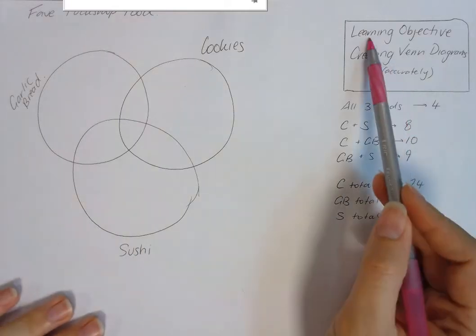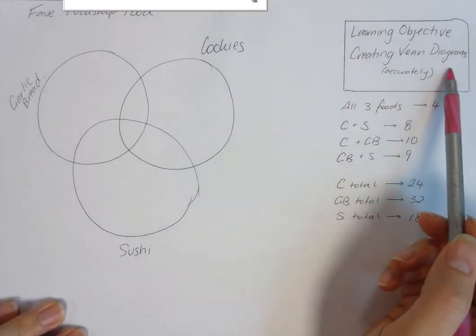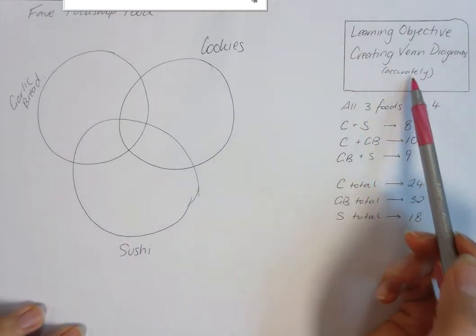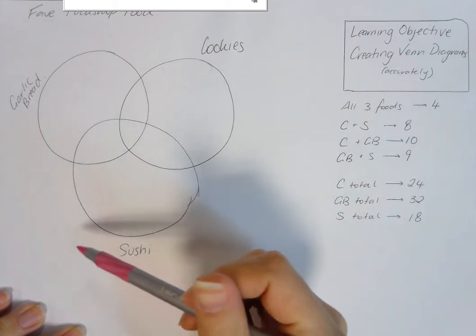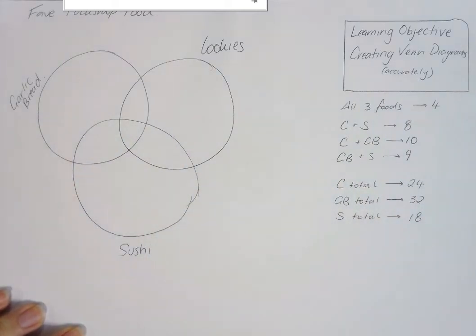Alright, in this lesson what we're doing is learning to create Venn diagrams, and I've written "accurately" here because sometimes it looks like it's a really easy thing to just go, oh, well, we've got our 3 circles and we've got all of our categories here. It'll be nice and easy to go about doing this.